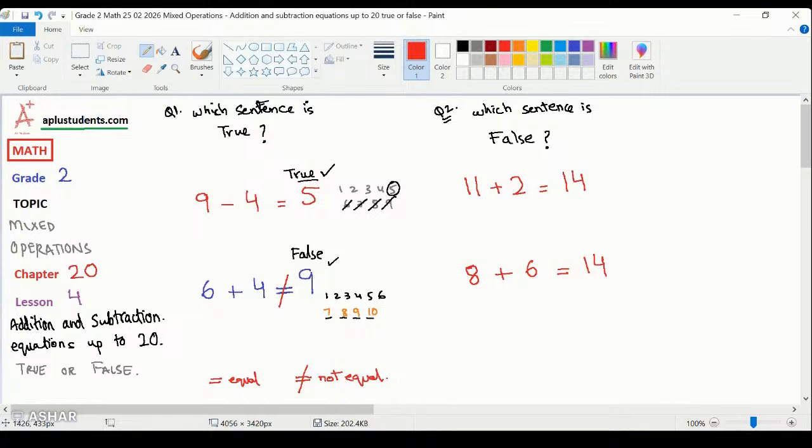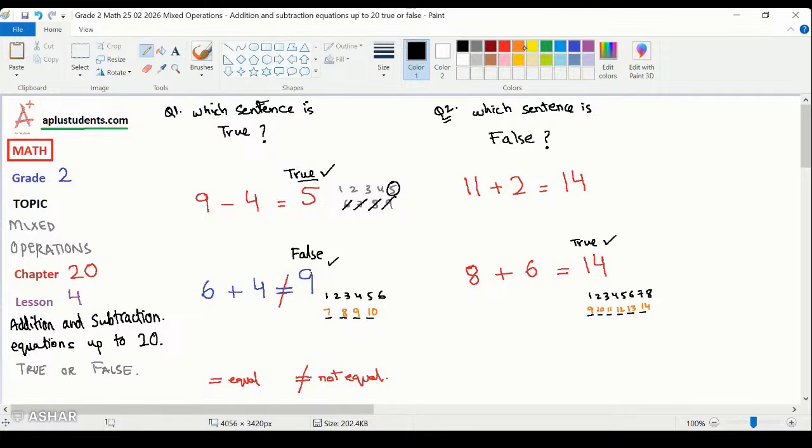So which statement seems to be true, false? When we do the second part, we have 8 numbers. We have numbers 1, 2, 3, 4, 5, 6, 7, and 8. We add 6 more numbers to it. 1, 2, 3, 4, 5, 6. That means we can add 9, 10, 11, 12, 13, and 14. That means this statement is true.